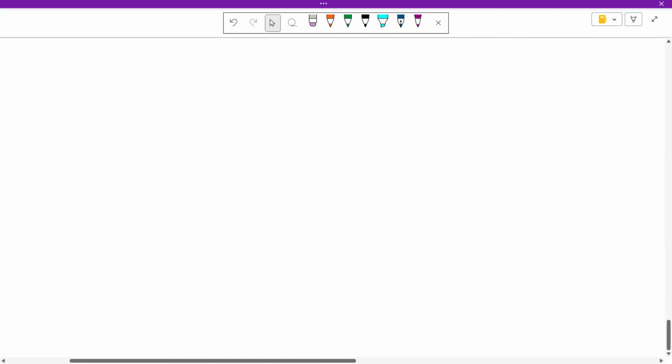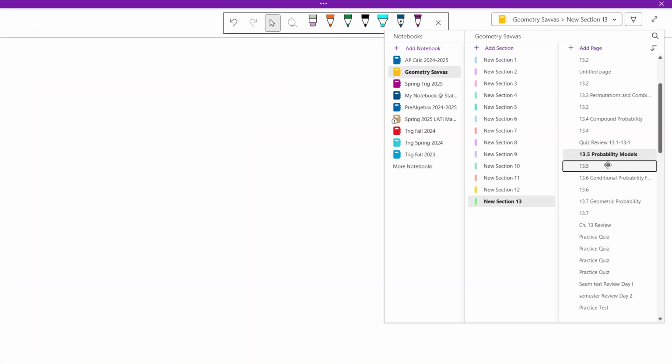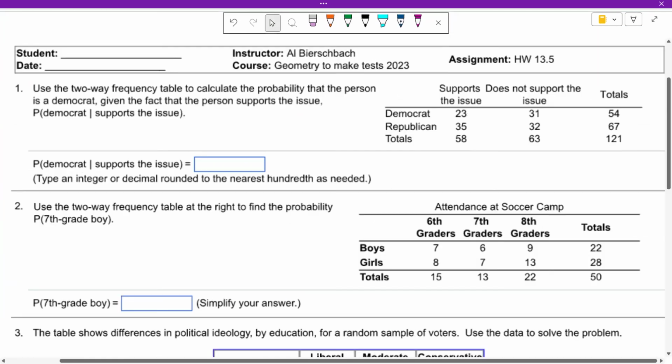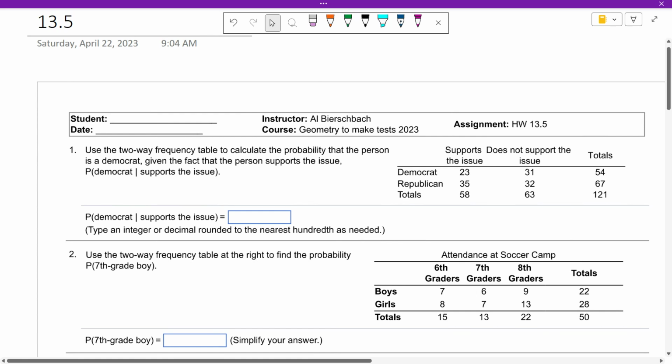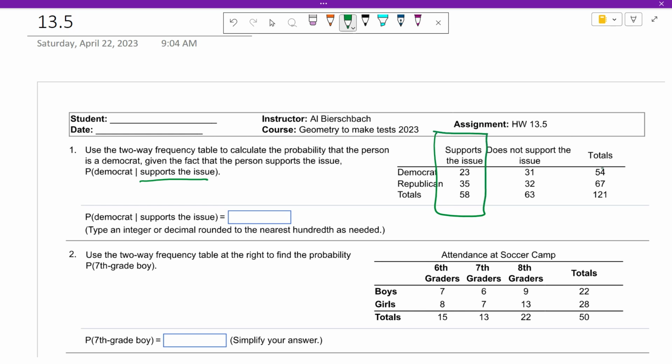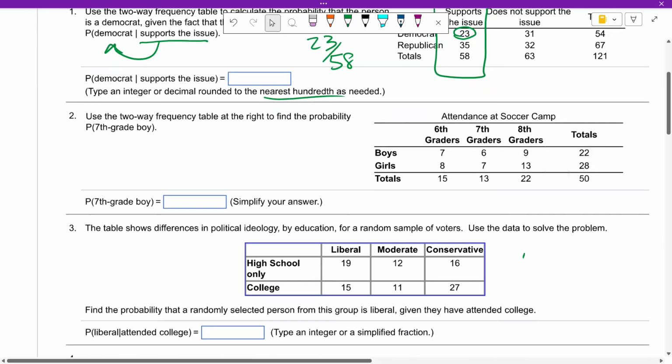All right, let's go to what you'll see on the worksheet. So, using a two-way frequency table to calculate the probability that a person is a Democrat given that they support an issue. So, given that they support the issue, we're just looking at this column. What's the probability they're a Democrat, which is this number? So it'd be 23 out of 58, and you'd reduce it down to the nearest hundredth. You can do that without a problem.